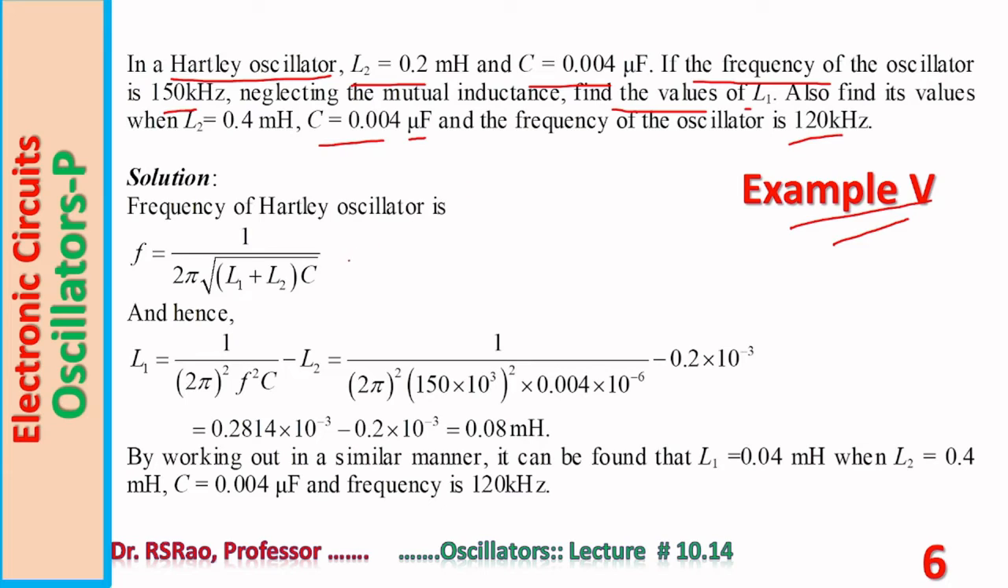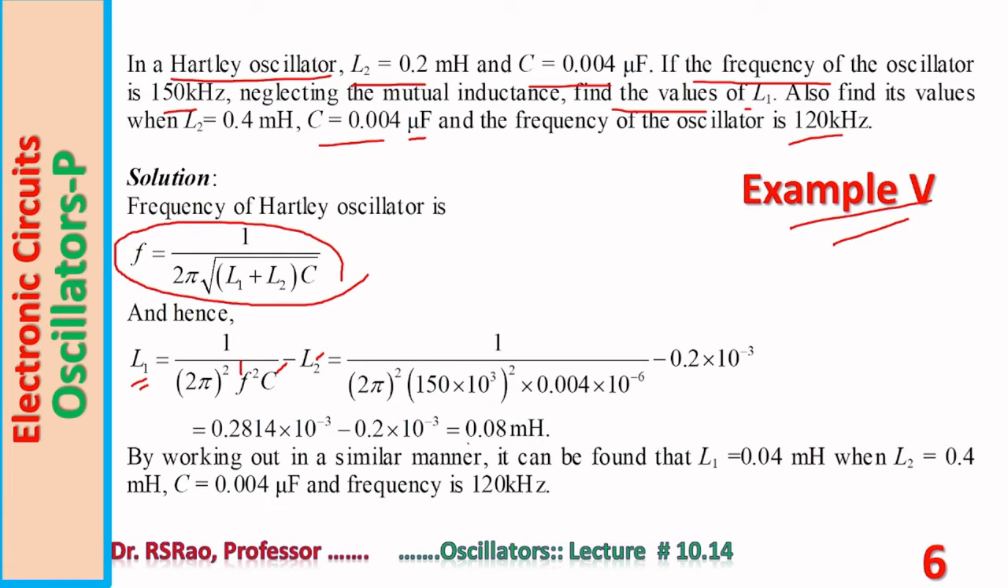Solution. Frequency of a Hartley oscillator is given by this formula. F equal to 1 by 2 pi square root of L1 plus L2 C. From this, L1 becomes equal to 1 by 2 pi whole square F square C minus L2. So F is given, C is given, L2 is given. Substituting the given values, L1 can be found.